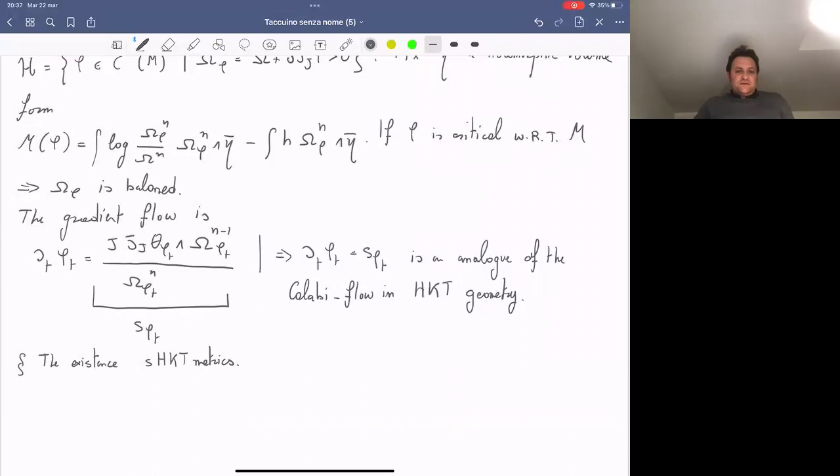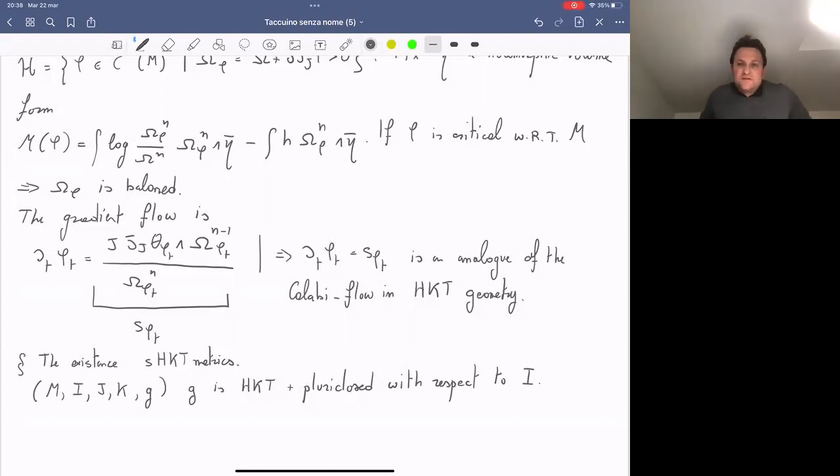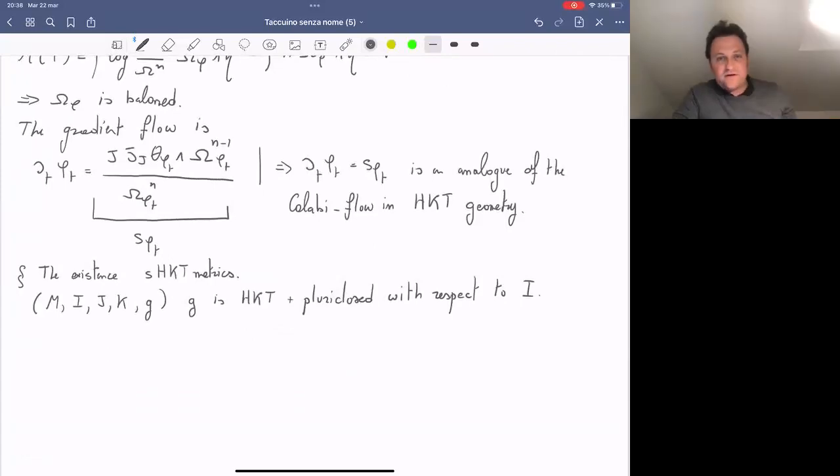The definition of a strong HKT metric is very easy. Start from an HKT metric G, and here the request is that G is HKT and pluriclosed, with respect to I. The feeling is that this request is very restrictive. There are some examples, but I think the only known examples are in the class of Joyce examples.